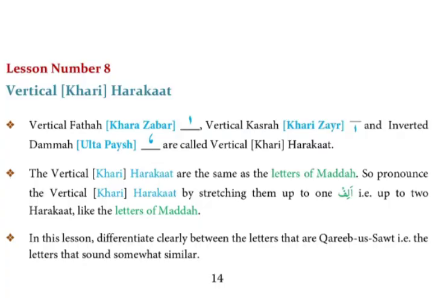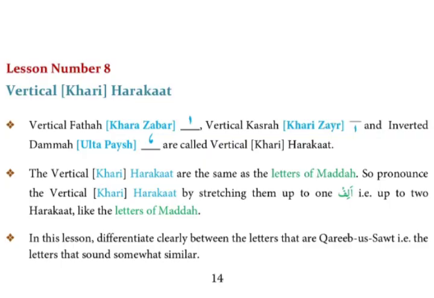Khadi harakat are the same as the letters of madda. So pronounce the khadi harakat by stretching them up to one alif, that is up to 2 harakat, like the letters of madda. That means you have to pronounce khadi harakat, khada zabar, khadi zer, ulta pesh by stretching up to one alif, as you read the letters of madda by stretching up to one alif. The method of reading and pronouncing the letters of madda and khadi harakat is same.